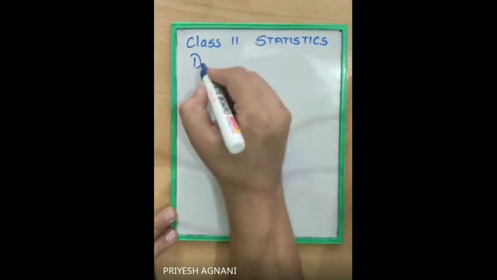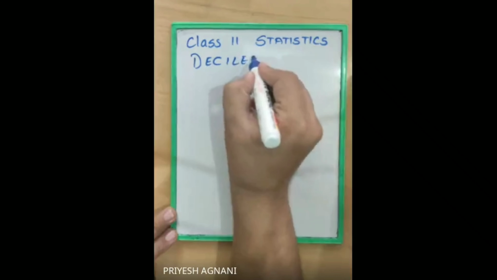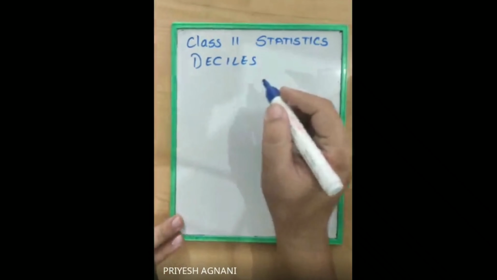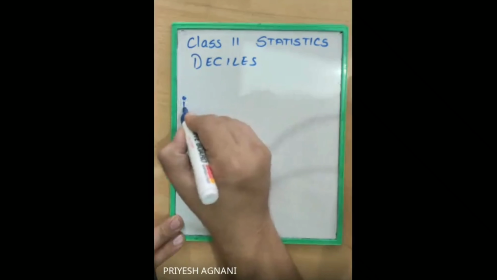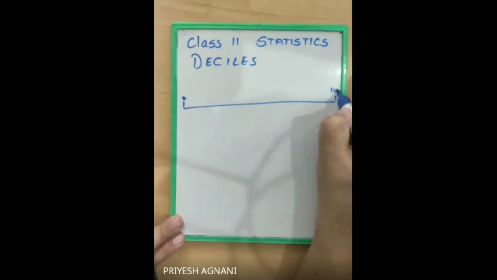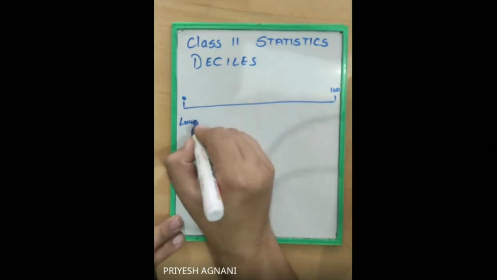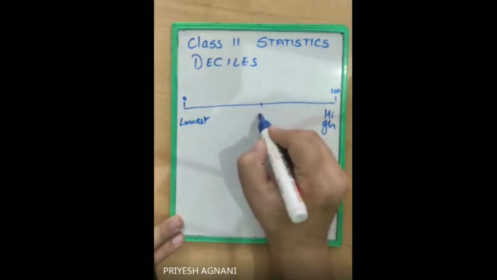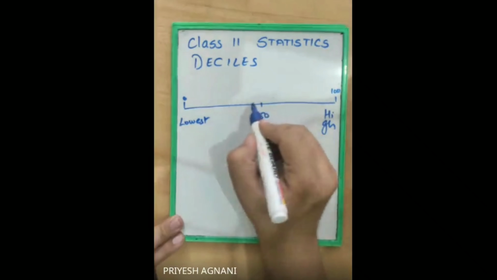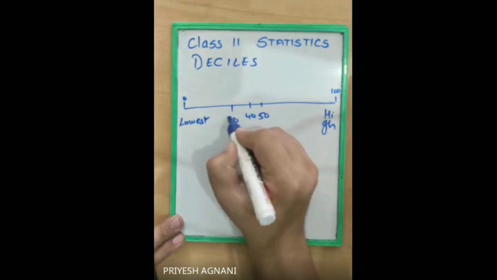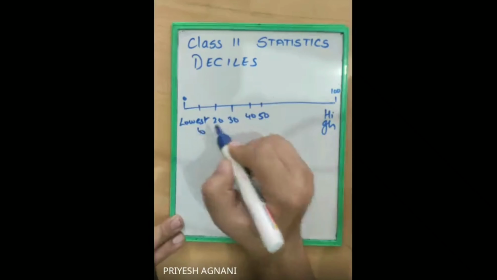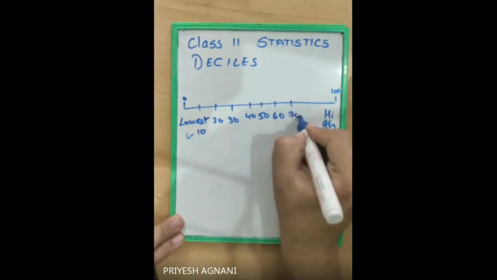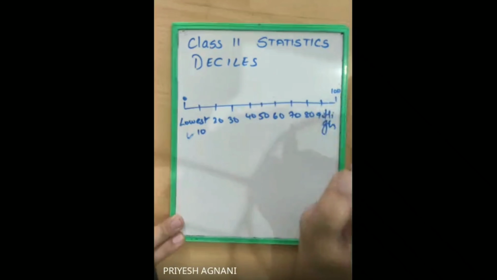Today we are going to start with the topic of deciles. Yesterday we did quartiles and today we are going to do deciles. So what are deciles actually? Starting from 0 to 100, this is the lowest and this is the highest. This being the center, this is at 50, 40, 30, 20 and 10. Here it being the 60, 70, 80, 90 and 100.